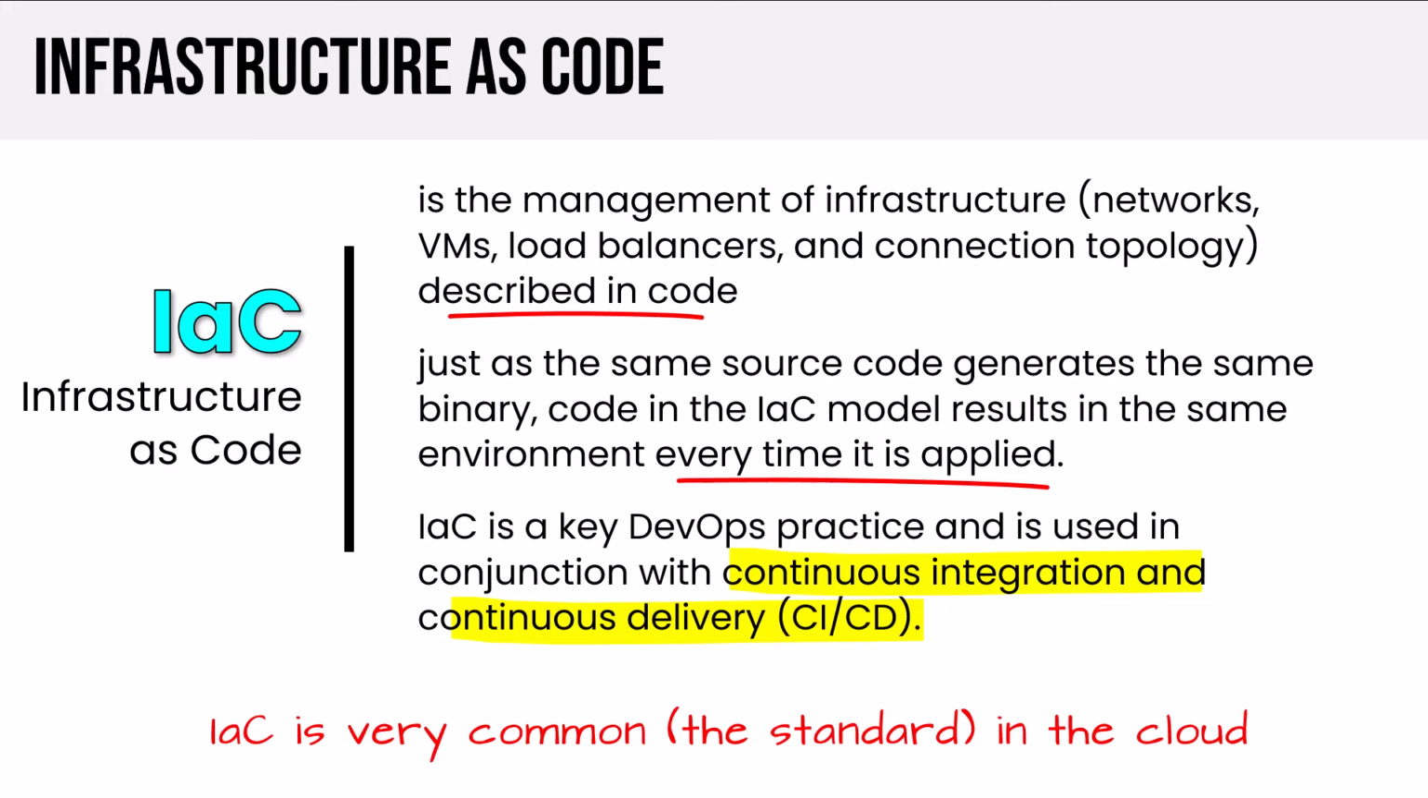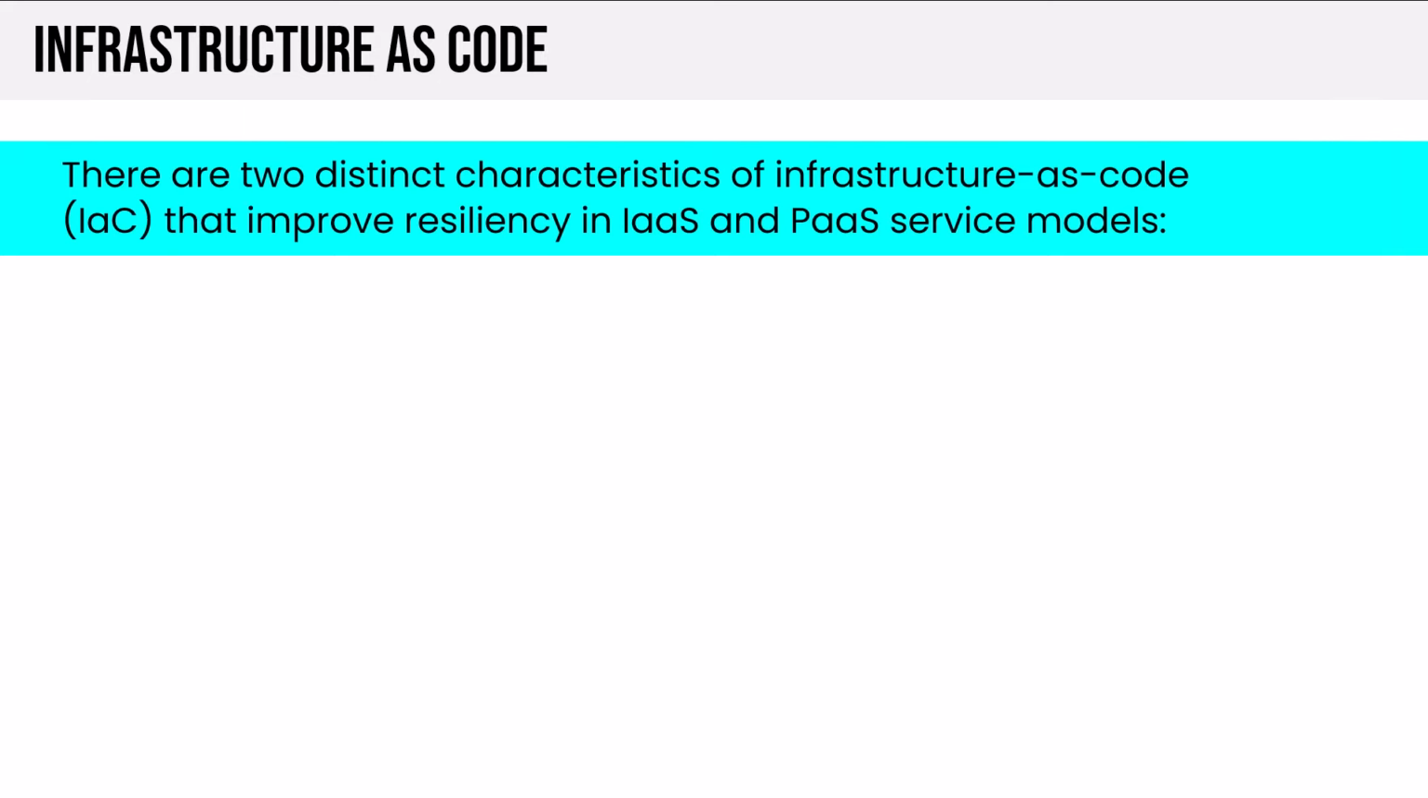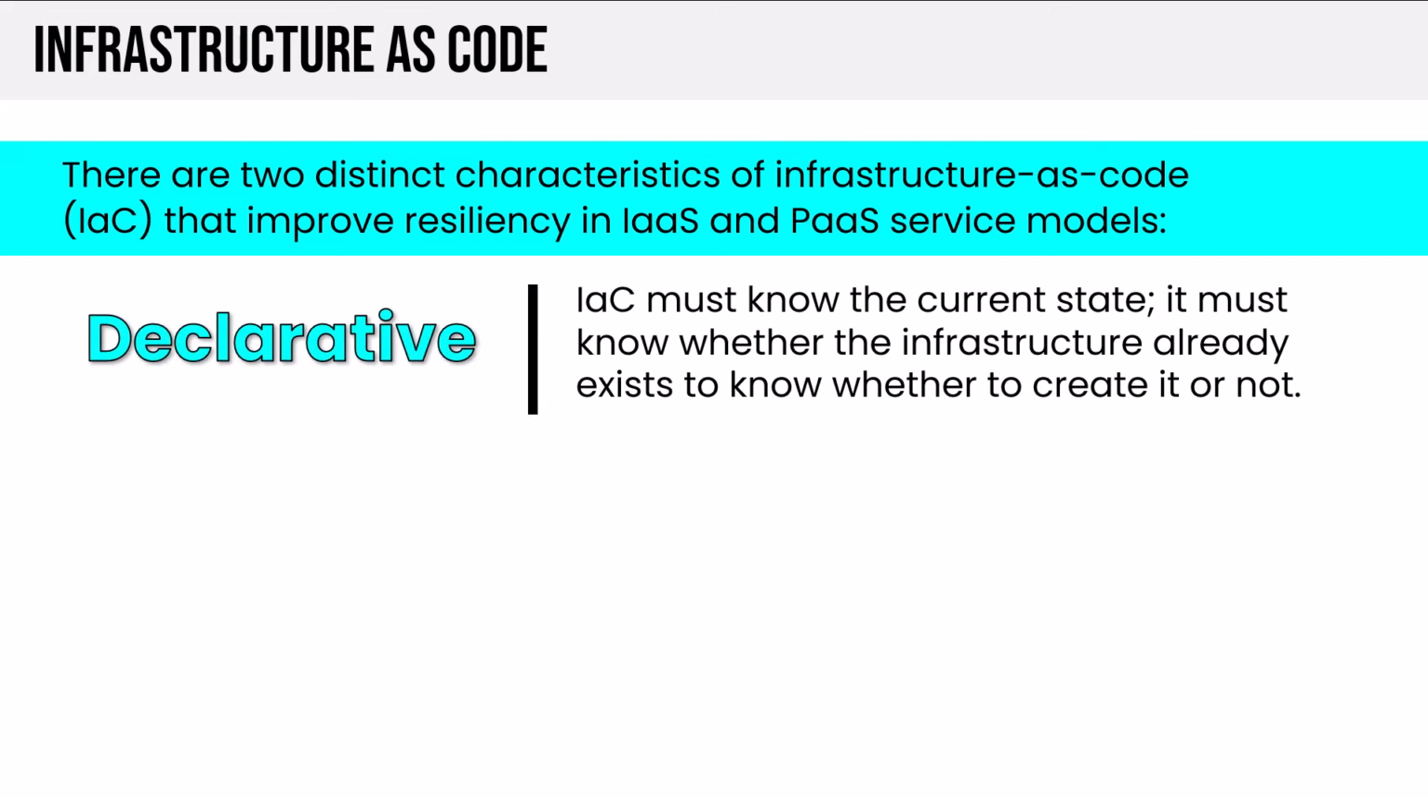We're always deploying environments and components from infrastructure as code and often through CI/CD pipelines on our DevOps platform. To appreciate infrastructure as code, there are two distinct characteristics of infrastructure as code that improve resiliency in the IaaS and PaaS service models that you need to understand. Infrastructure as code is declarative, or declarative, depending on how you'd like to pronounce it, which means IAC must know the current state. It must know whether the infrastructure already exists, to know whether to create it or not.